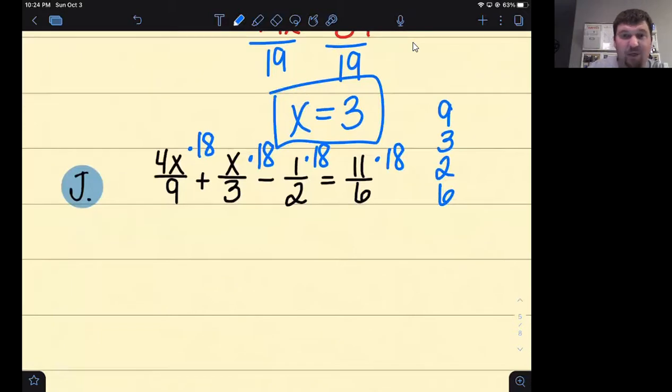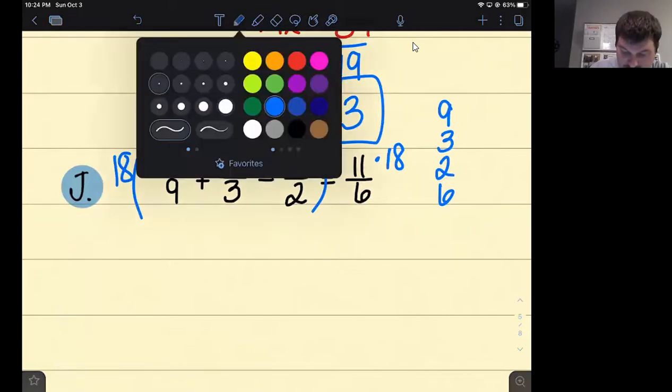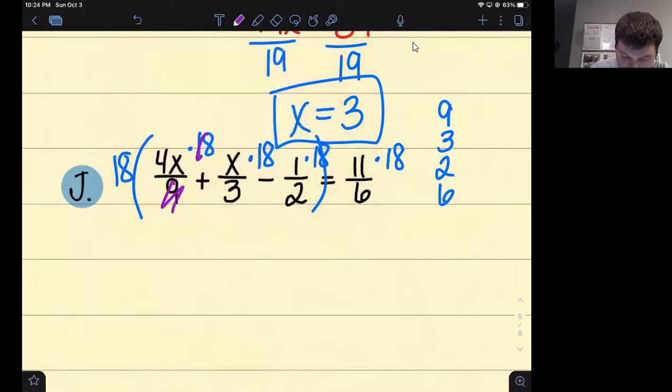Okay, and so I know it looks like I'm multiplying by 18 3 times on the left side, but I'm just distributing the 18 once. So I really am just multiplying each side by 18. And so the 9 is going to cancel out with the 18, making the 18 a 2, and that's going to give me 4x times 2, which is 8x. The 3 is going to cancel out with the 18 to give me a 6. That's going to give me x times 6, or just 6x.